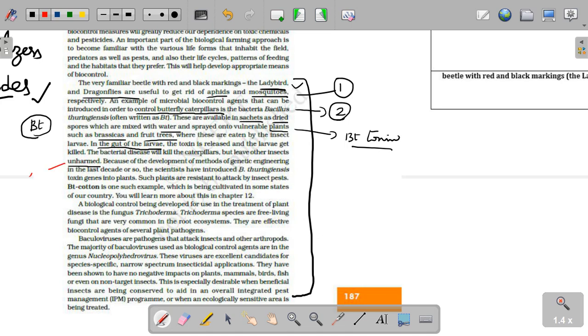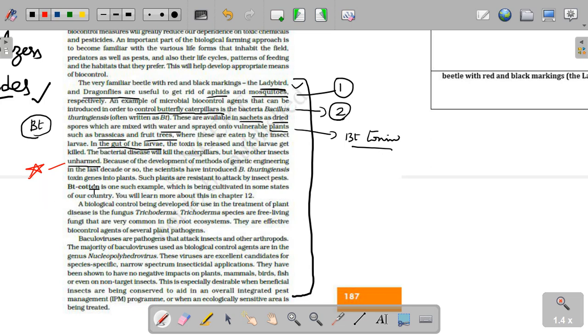Okay, so that means these biocontrol agents do not harm other insects. If it were harming other insects, it would totally destroy the harmony of the ecosystem. So that's the reason why biocontrol agents are helpful in maintaining the ecosystem.